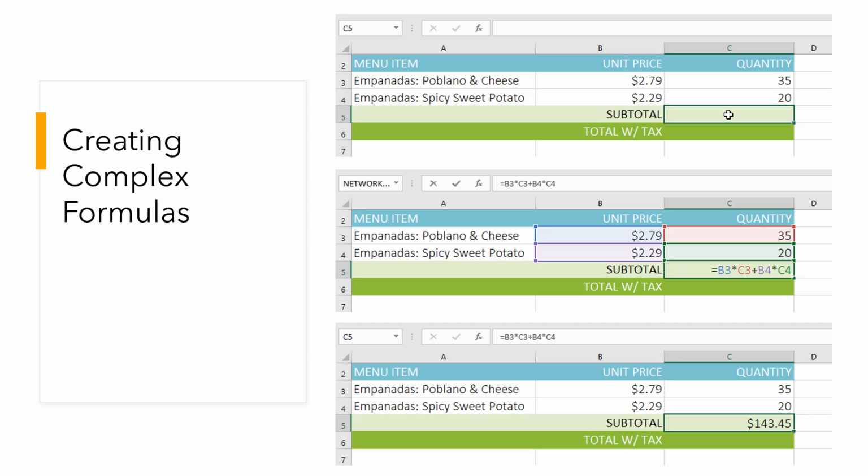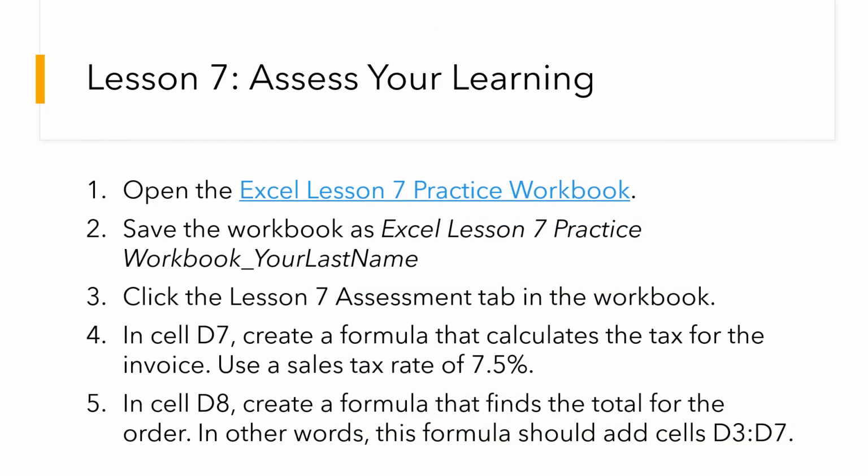So at this point, we are through with our lessons for Excel. Now if you haven't already opened it, you need to open up the Lesson 7 Practice Workbook and do the Lesson 7 assessment, which is the last tab in the workbook. There's just 3 things you need to do. It should be very quick and fast, and then save it following the instructions here and upload it, and you will be done with your lessons for Excel.